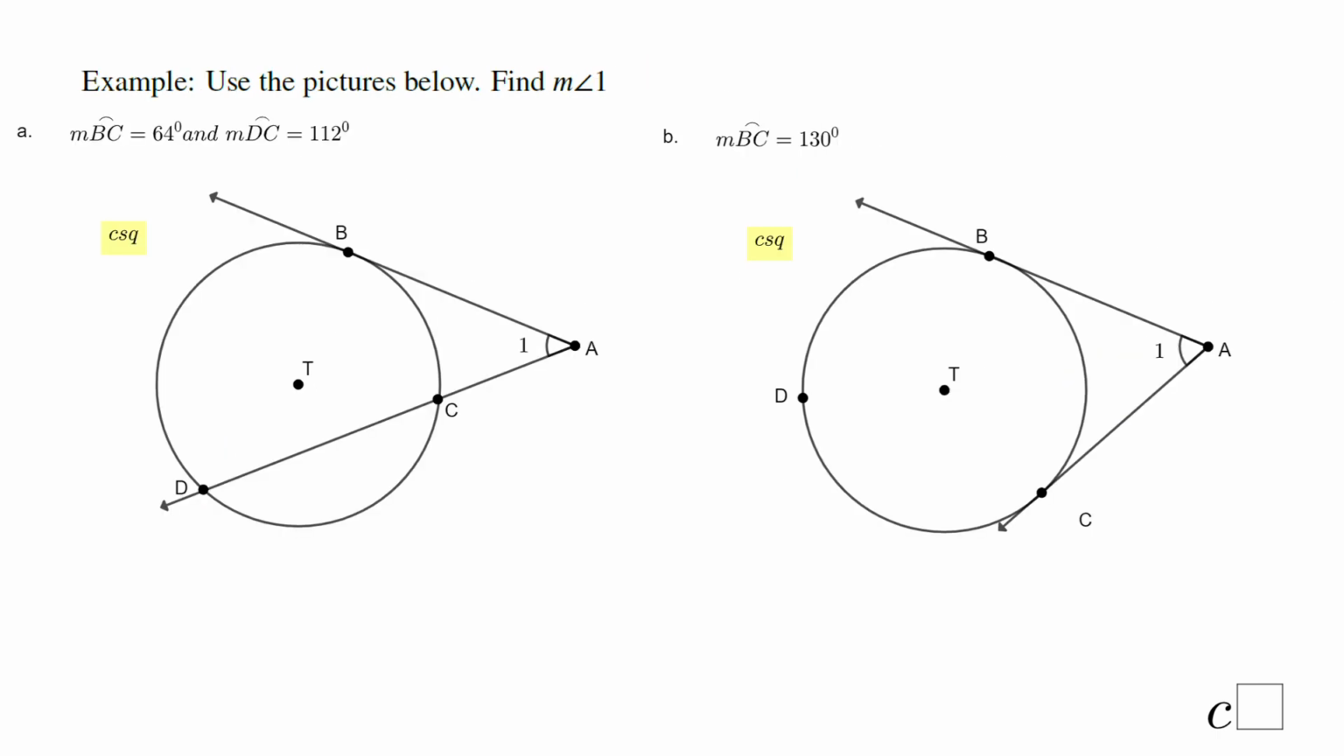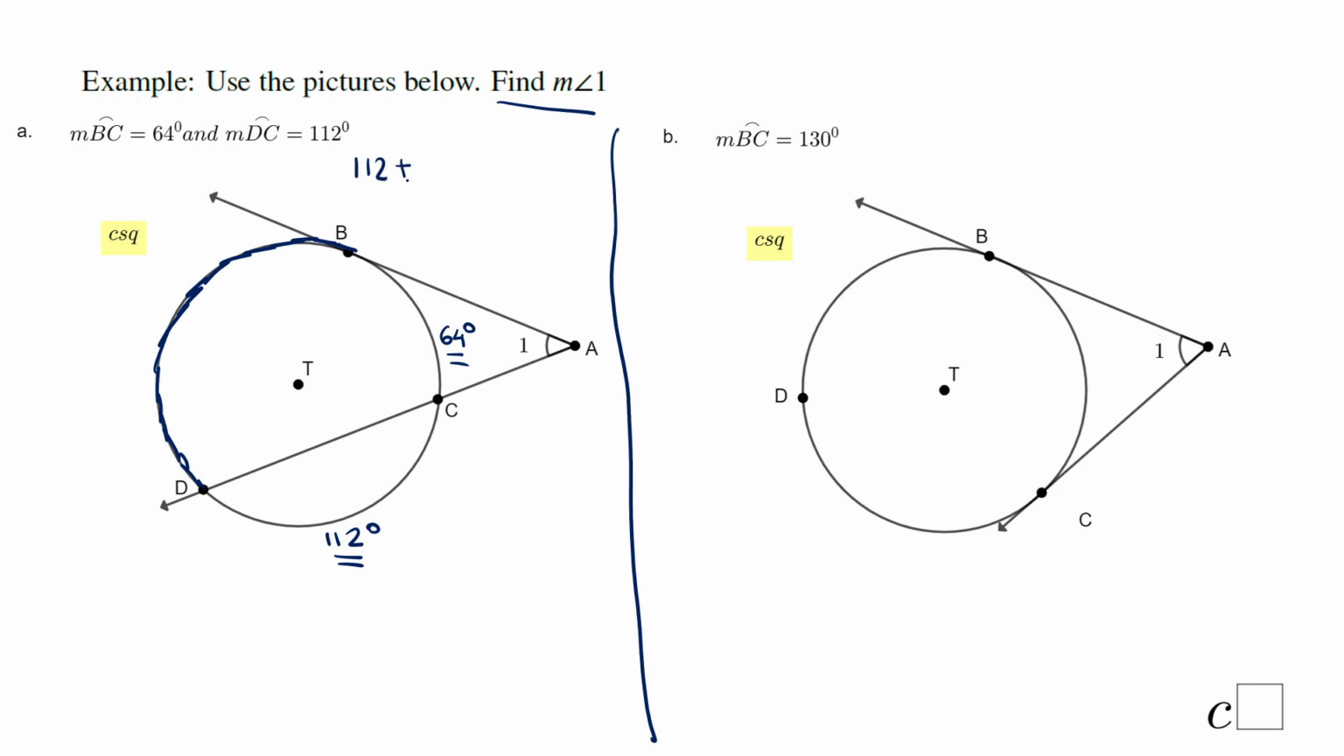So let's see an example. In fact, two examples, A and B. Let's start with A, where we have to find the measure of angle 1. And we know the measure of arc BC is 64, which is an intercepted arc, you notice. And the measure of arc DC is 112 degrees. But you notice we have to do one extra step here because we do not know the measure of this arc, DB. But we can find it, right? Because we can add those two arcs, 112 and 64.